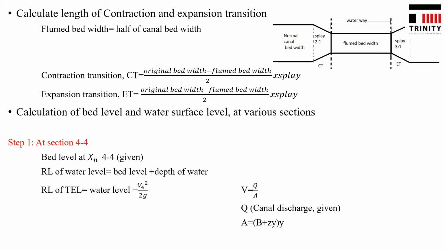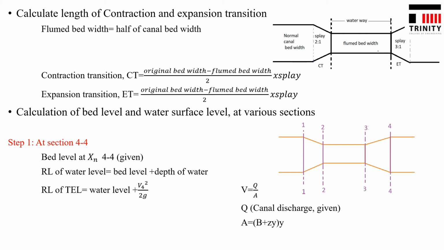That is, flumed bed width will be equal to half of canal bed width. Next, we have to find out the contraction transition (CT) and expansion transition (ET), so we have to provide a slope. In contraction transition, we provide a splay of 2:1, whereas in expansion transition, we provide a splay of 3:1.